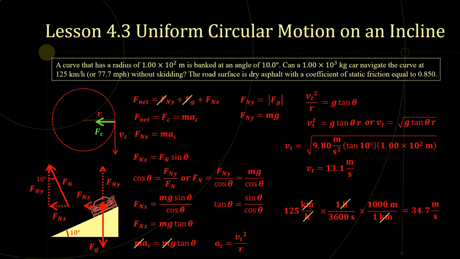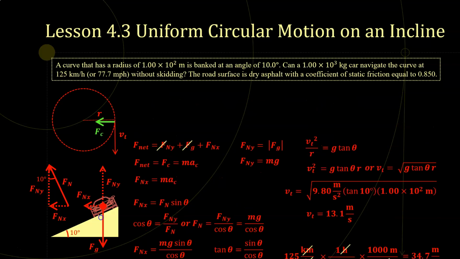That is a much larger value than the 13.1 meters per second I'm able to move around the corner and maintain my 100 meter radius. So at 34.7 meters per second, it would be a much larger radius circle if there was no friction. Okay, so that friction is going to be important. Let's see if that friction is enough now. And we know that the friction is substantial. Let's see if that's enough to keep us moving in a circle here.